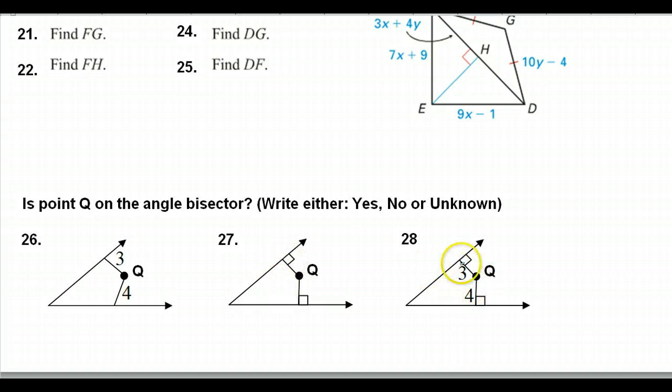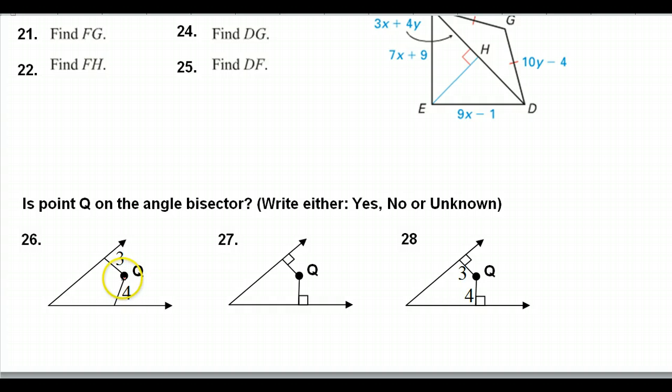So 27 and 28, we can analyze those, but number 26, notice this one is missing the little box that lets us know that these are 90-degree angles. And if you look at number 4 here, it doesn't even look like a 90-degree angle. So the fact that these are not equal does not mean that Q is not on the angle bisector.